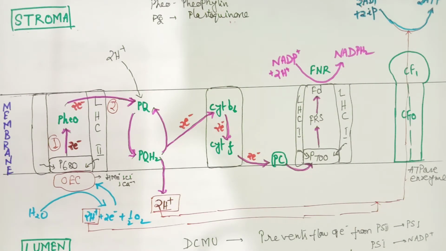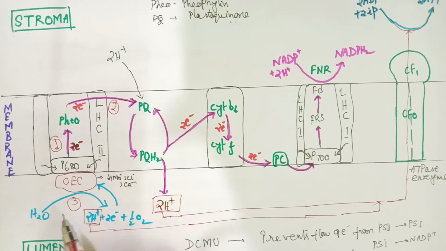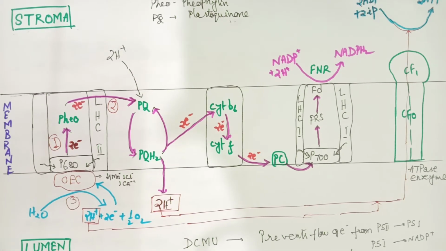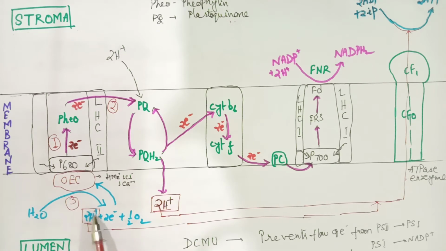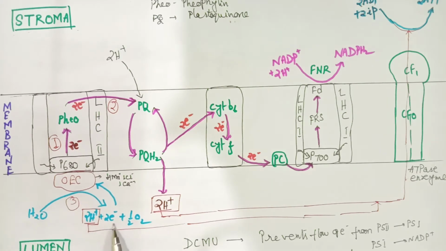And the third step will be this step, photolysis of water. That is the third step. In photolysis of water, we find the water undergoes splitting. When one water molecule undergoes splitting, 2 protons, 2 electrons and 1 oxygen atom are released.